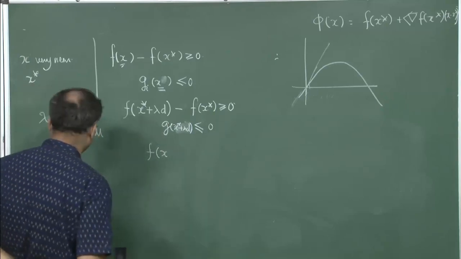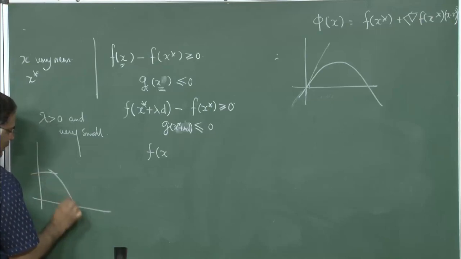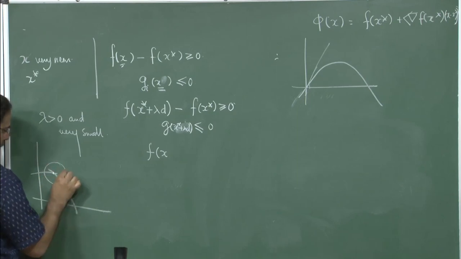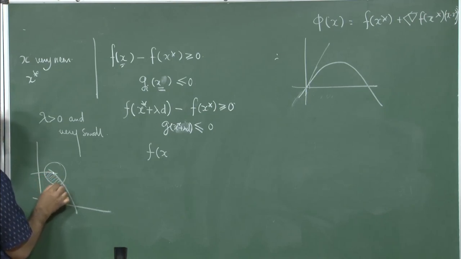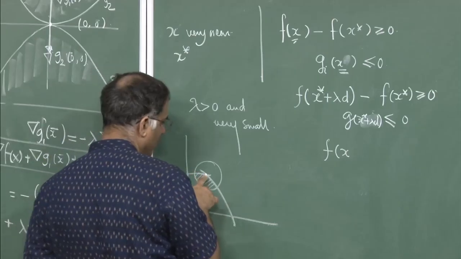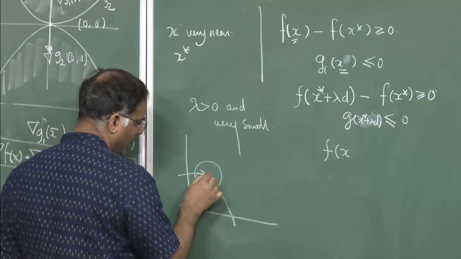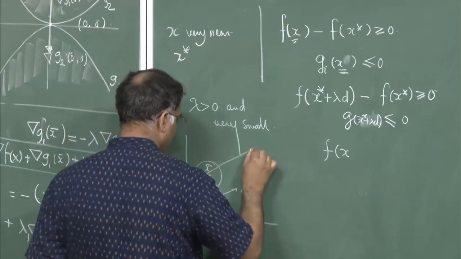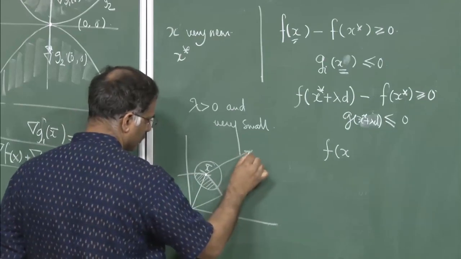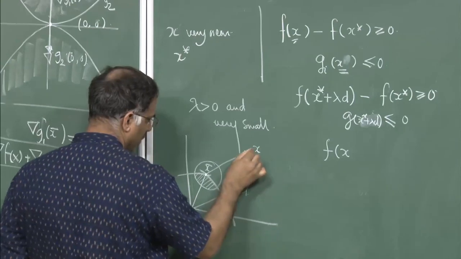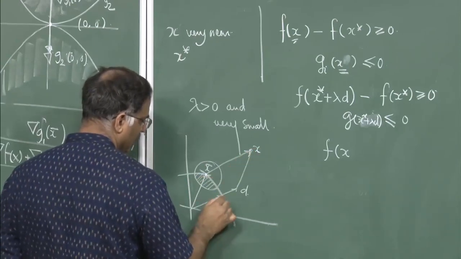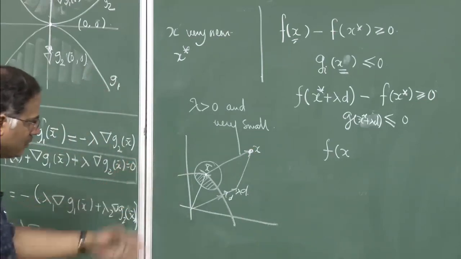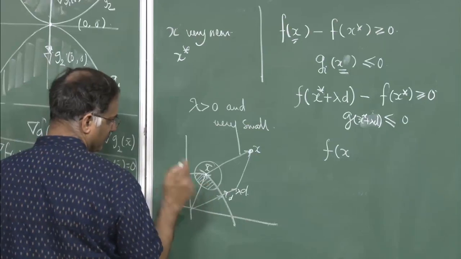So, if you are still not comfortable with the geometry, suppose this is your x. A local minimum means that if I take a ball around this and look at the intersection of the ball with the set, this function point is a minimum for all these points here. Now, I take this point as x bar and take any direction d. Then I take x bar plus lambda d, this is x bar, this is d and this is lambda d. So, this is x bar plus lambda d, but it is outside this particular set, right.